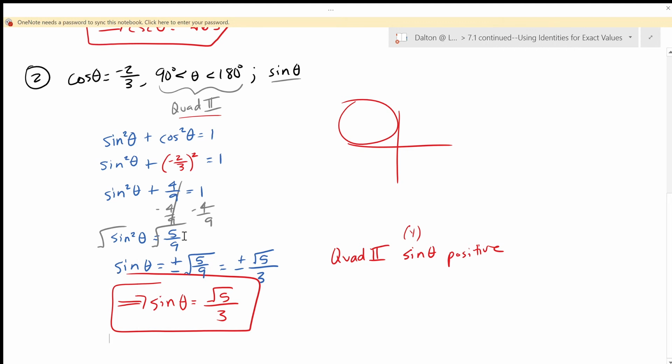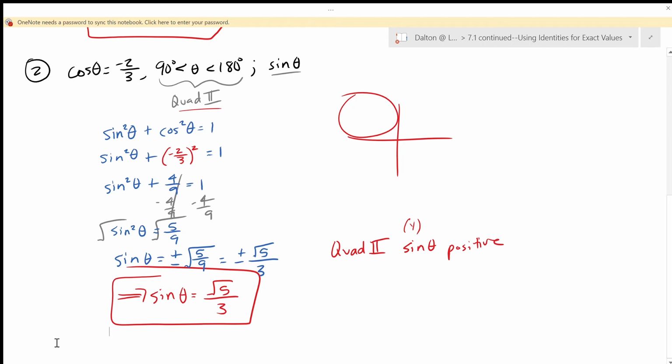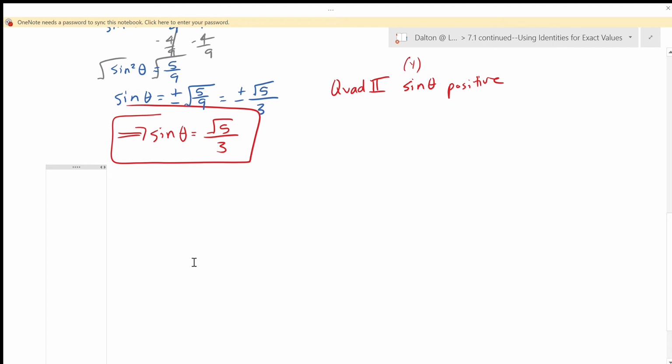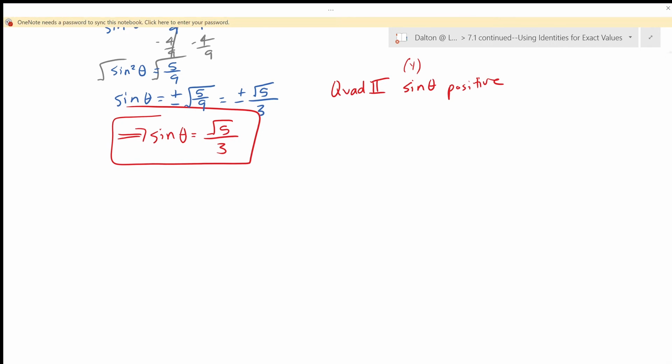Okay, let's do one more. Last one, number 3. I want you to find the tangent of theta, or sorry, given that the tangent of theta is 2/3, with the stipulation pi is less than theta is less than 3 pi over 2, find the cosine of theta. So we're trying to find the cosine of theta.